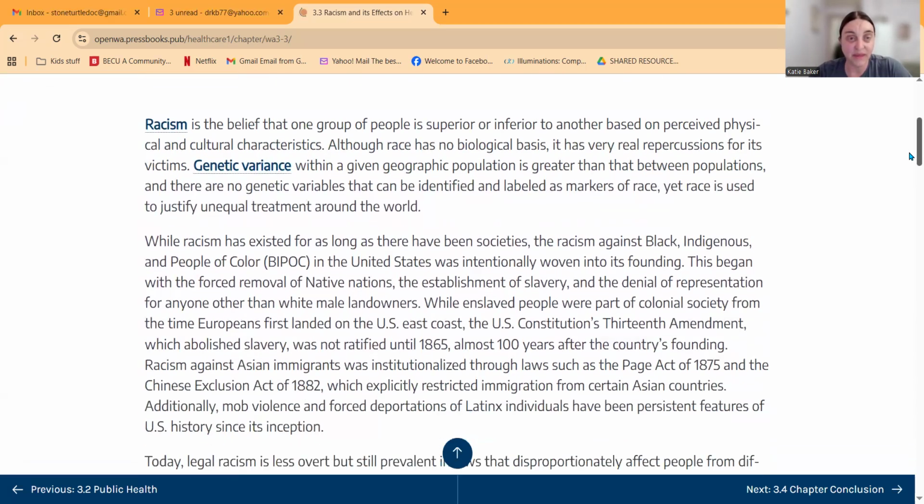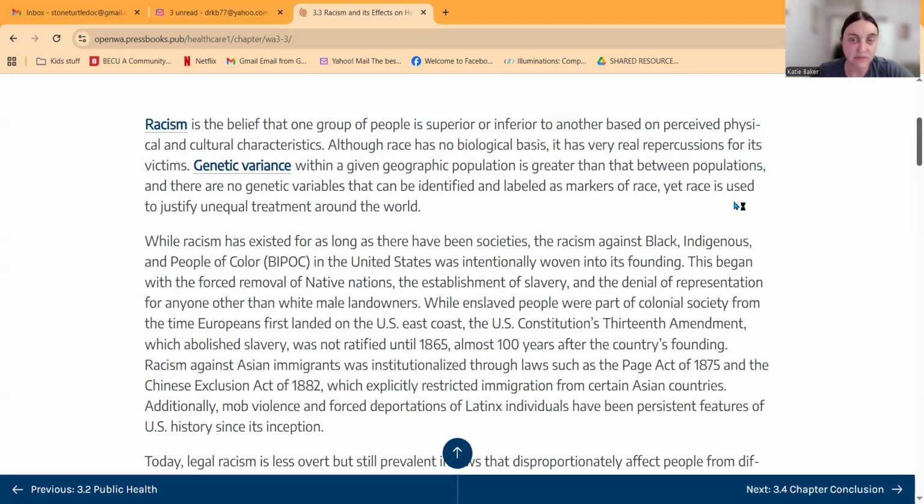But we also know that there is no genetic basis for that. So this is one of the things that I incorporate into my biology courses when we talk about genetics, is that there is no variation between two groups that is greater than the variation within the groups themselves. And I discuss in those classes more research about how that's been proven.